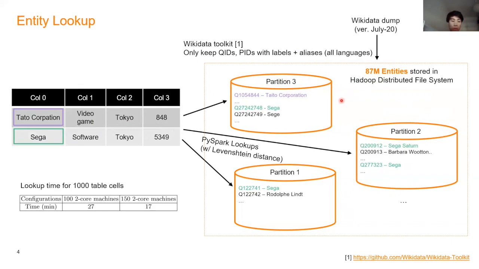And now to do the lookup, we use the Spark framework. We consider Levenshtein distance to evaluate the similarity between the table cell and the entity. For example, in the table on the left, a misspelled mention "title corporation" might correspond to the entity "title corporation" according to the Levenshtein distance. And we also show the lookup time for 1,000 cells. We can see with 150 machines, it takes about 17 minutes to finish, meaning 1 second for a cell, which is efficient.